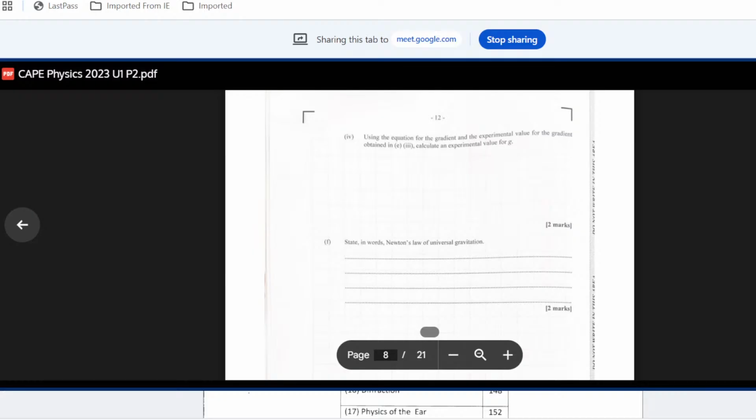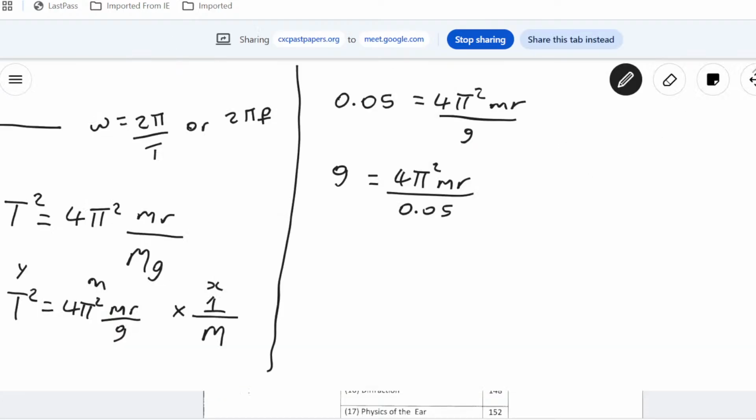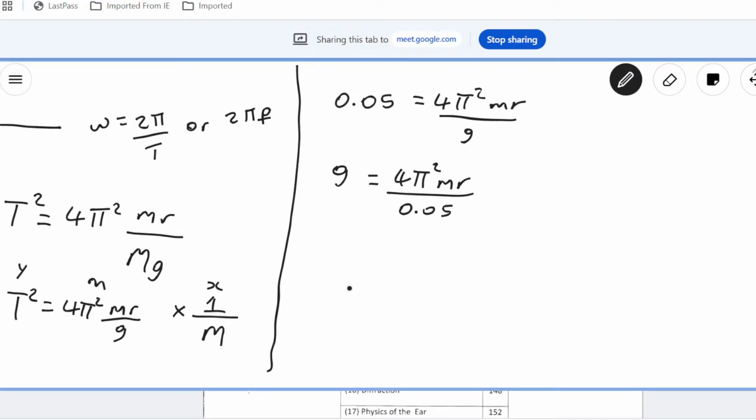Newton's law of universal gravitation. It states, if I remember correctly, that the force of attraction between two objects is directly proportional to the product of their masses, whilst inversely proportional to the square of the distance between their centers, or something like that. Right. So what's the equation that governs that one? It's capital G times M1 times M2 over R squared.